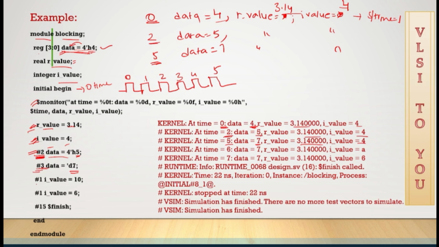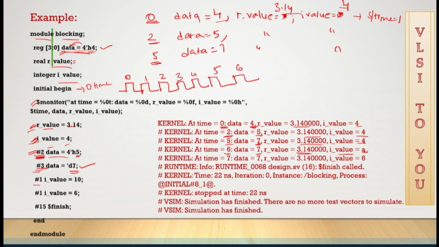Now if you see here, after the execution of this statement, it comes to the next statement. What is the next statement? Again it should wait for another clock cycle, that means at 6. At 6 I didn't change the data value, but I have changed the I value. So the data value is the previous value, that means 7, and the R value is also the previous one. The I value is changed to 10. 10 means A in hexadecimal format. Clear? And then comes the next.